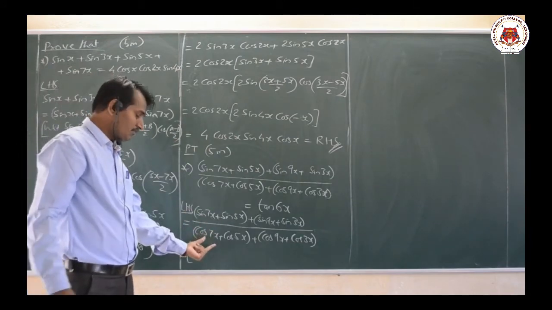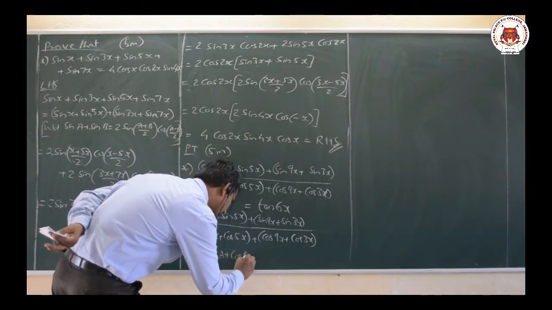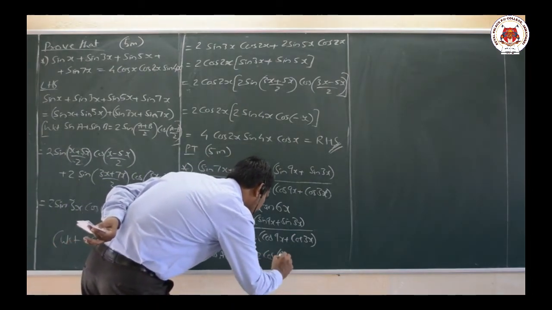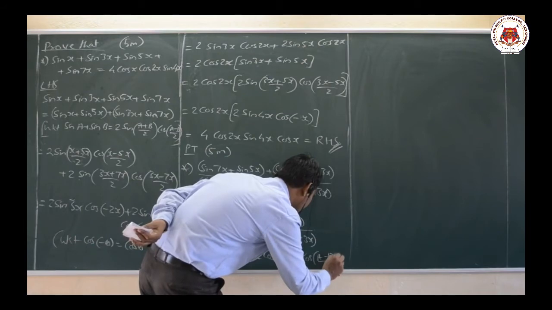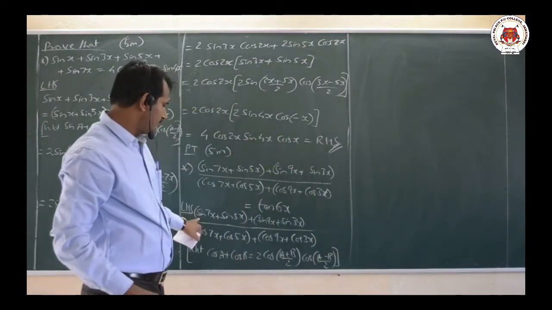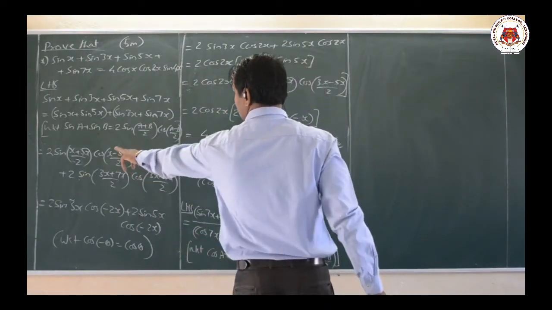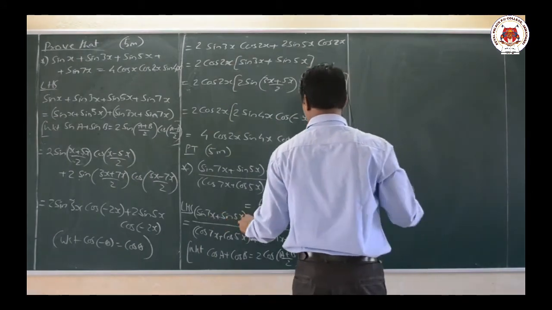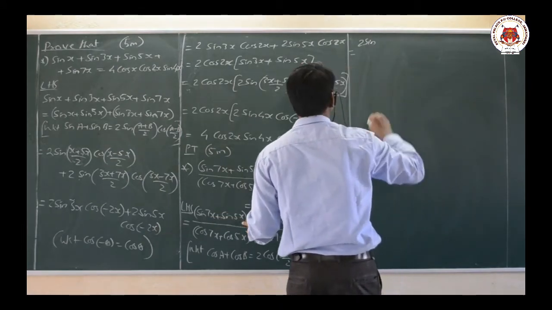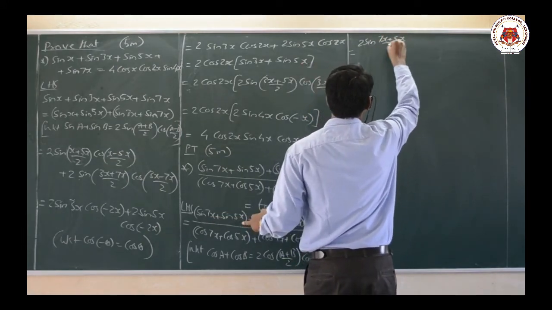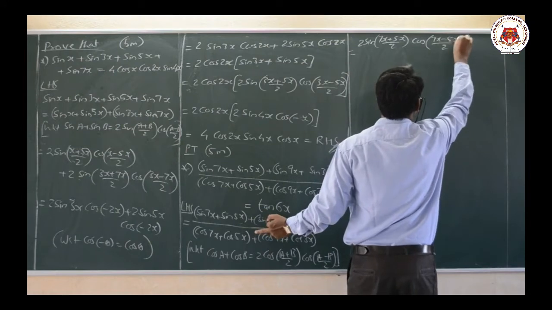Now for cos A plus cos B, that is equal to 2 cos of (A plus B) by 2 into cos of (A minus B) by 2. Now we shall make use of the formulas 4 times here. Now sin A plus sin B, that is sin 7x plus sin 5x, equals 2 sin of (A plus B) by 2, that is (7x plus 5x) by 2, into cos of (7x minus 5x) divided by 2.